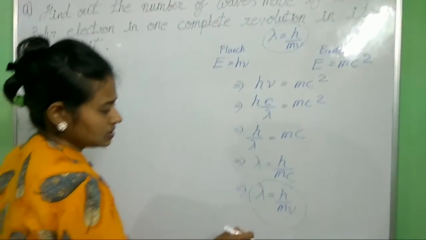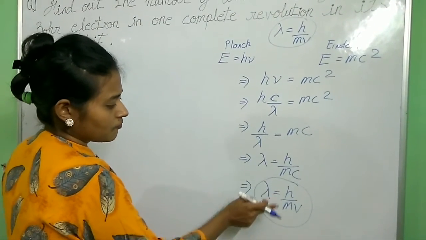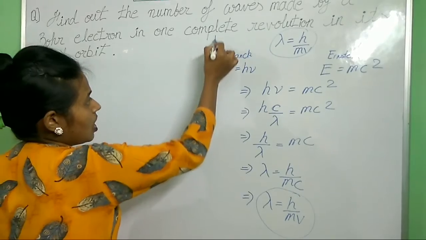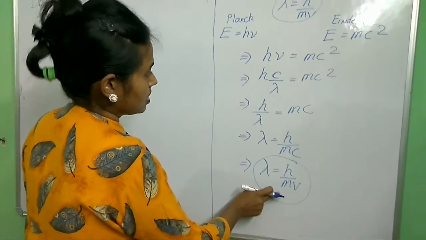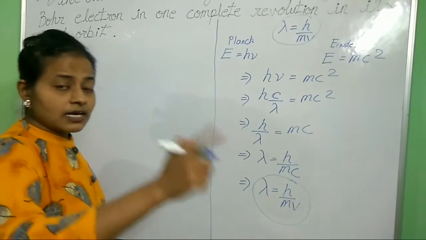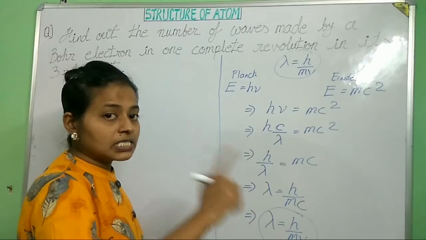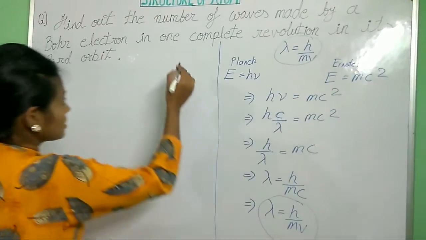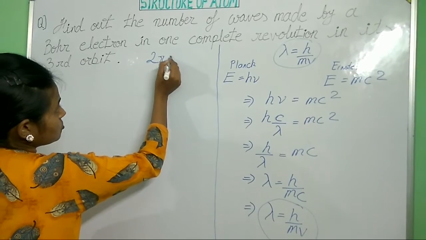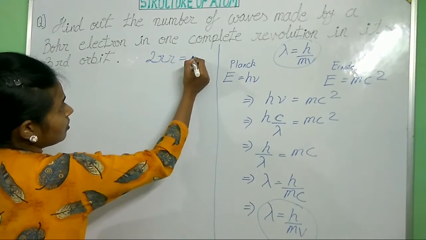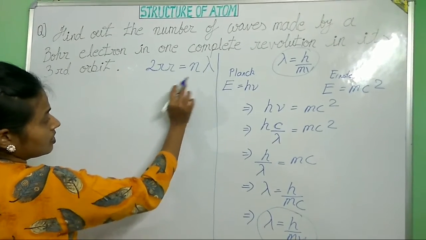Now let us do the quantization of angular momentum from the de Broglie equation. How to quantize angular momentum from the de Broglie equation? It states that the circumference of the orbit should be an integral multiple of lambda. Circumference of the orbit means 2 pi r, should be an integral multiple of the wavelength of the electron, so n lambda, right?